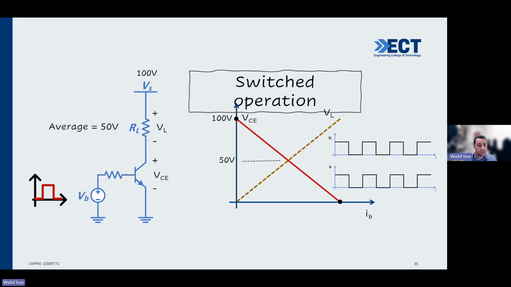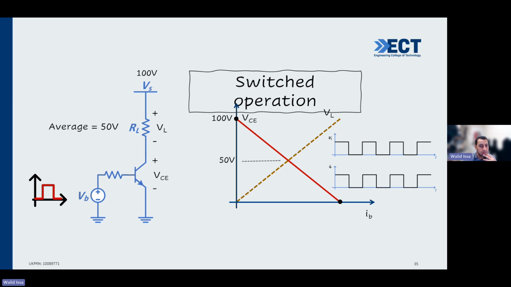What about the switching operation? Switching operation, when I use PWM now. PWM, you make the transistor turn on completely, so here, or turn off completely, so it's here. It's not in the middle. It's not in the middle at all. You turn on the transistor, so it will be here, or you turn off the transistor, it will be at this point.